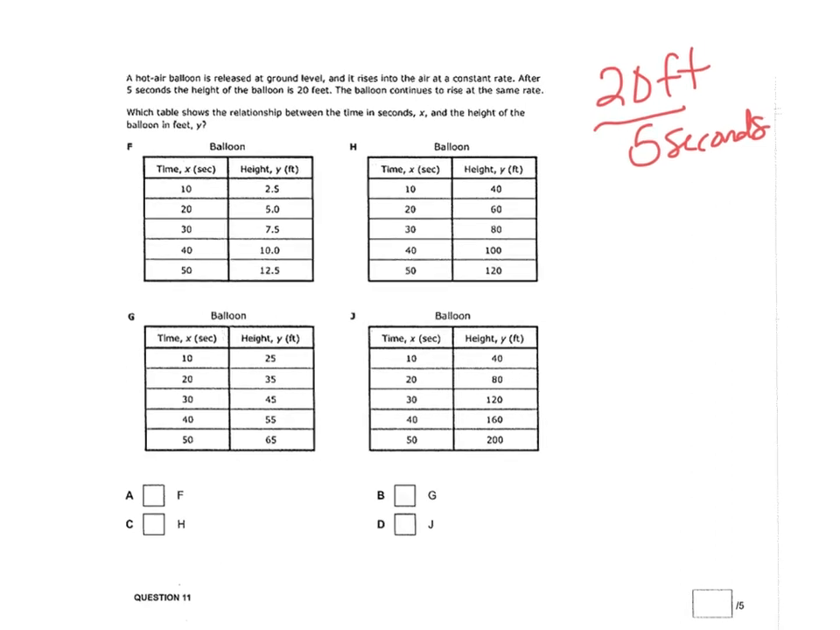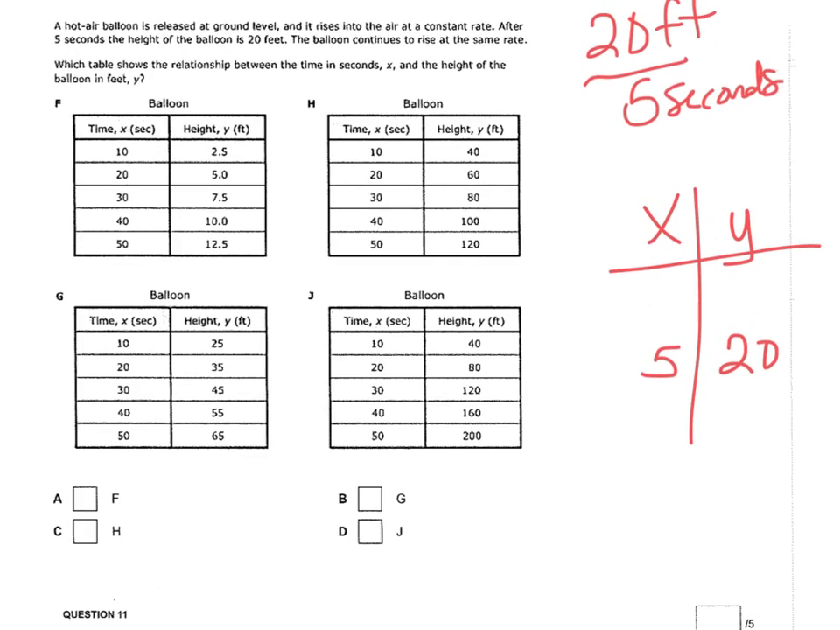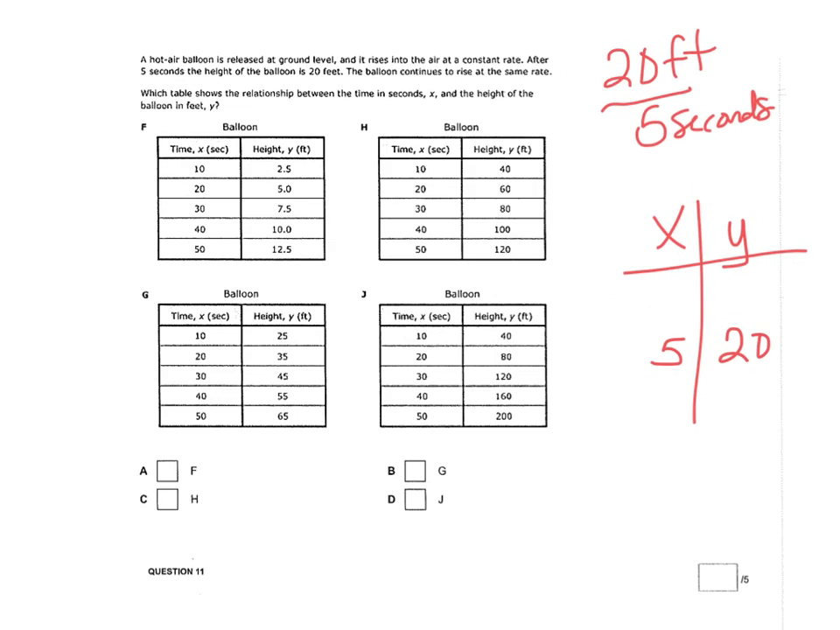So if it's 20 feet, we can kind of make our own table, really. So if it's 20 feet in 5 seconds, and we can go up and down. That's why I put that in the middle. So if I go up to 10 seconds, then that means this would double too, and it would go up to 40. So let's look at our tables and see what we have.